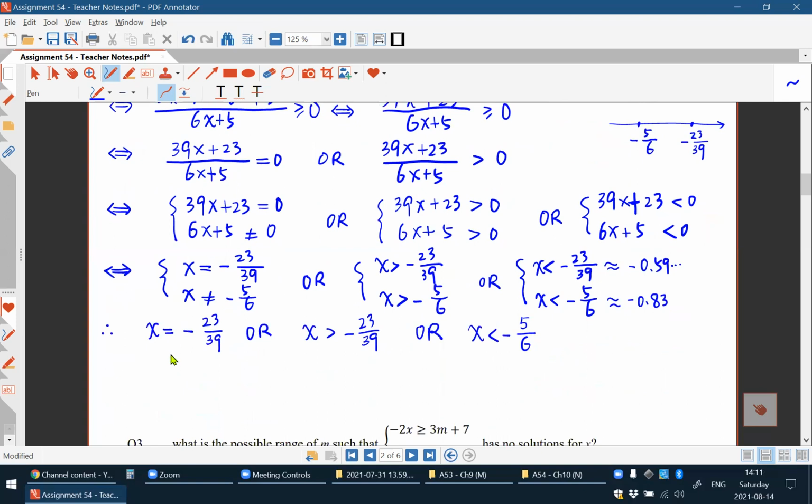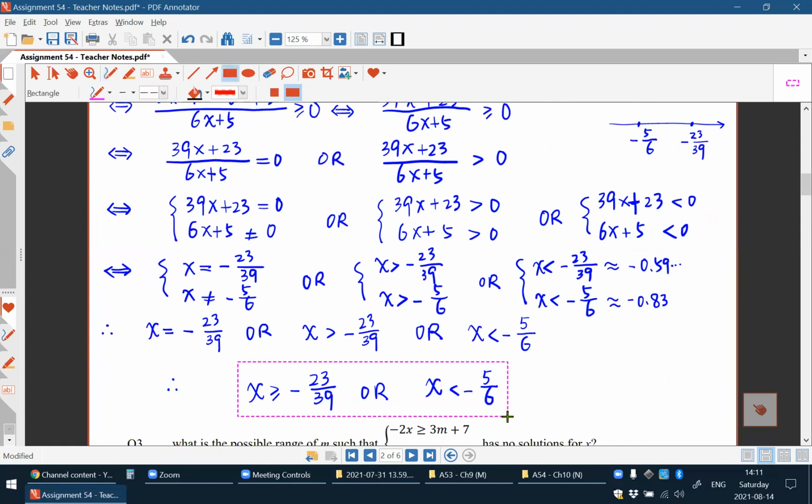Okay, so considering all of these solutions, the final solution is x is either equal to or greater than minus 23 over 39, or x can also be smaller than minus 5 over 6. This is our final solution. Okay, please have a look at this. Any questions? Let me know.